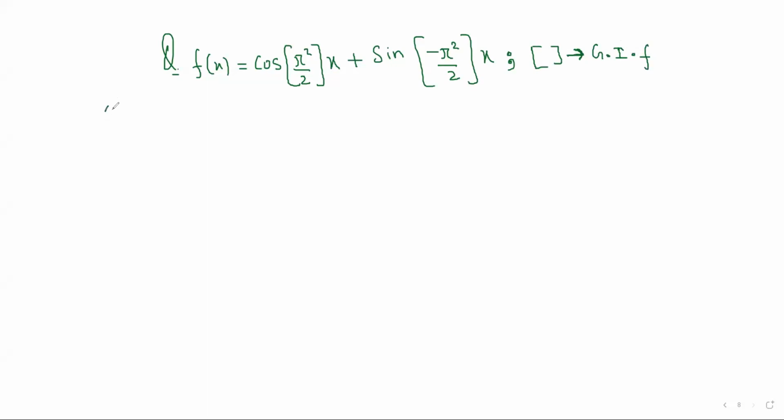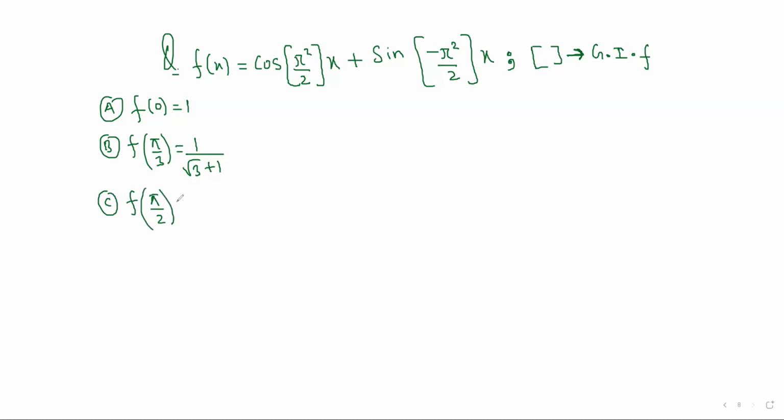First option is f(0) is 1. Second option is f(π/3) is equal to 1 by root 3 plus 1. Third is f(π/2) is equal to 0. Fourth is f(π) is equal to 0. Just guys try to solve.